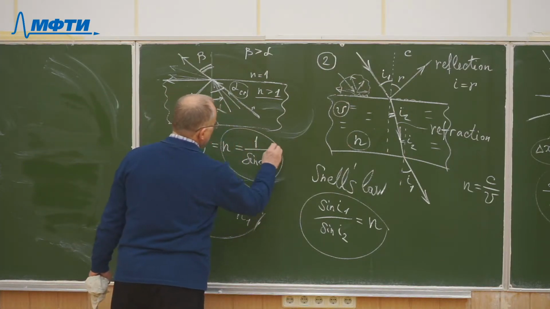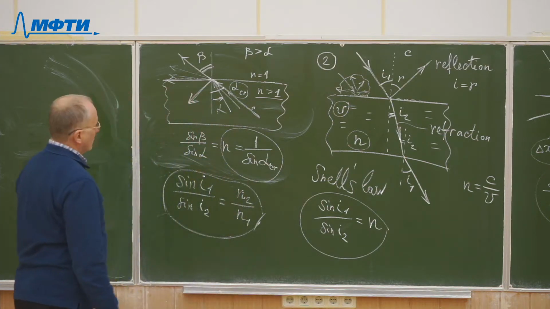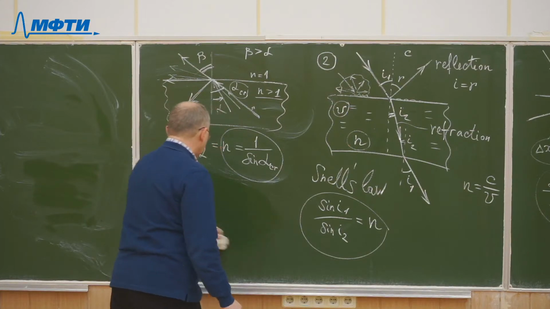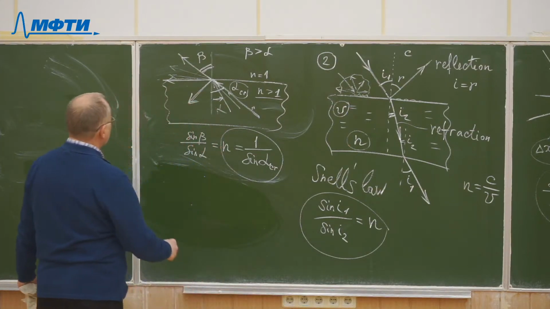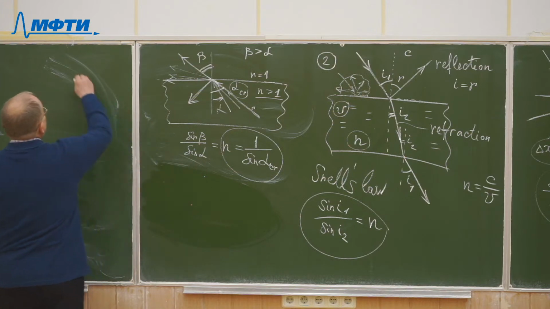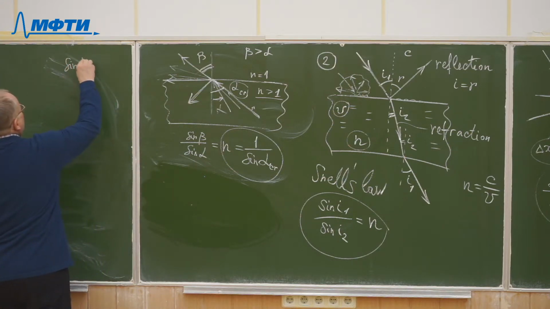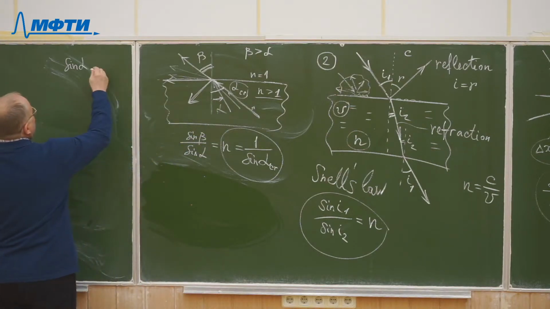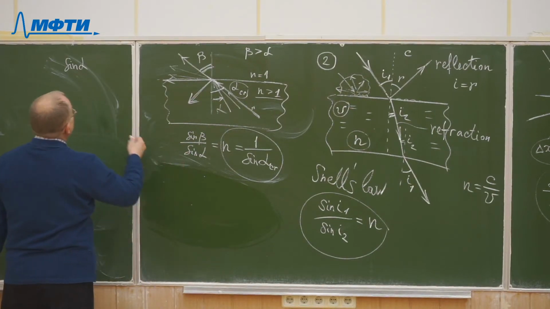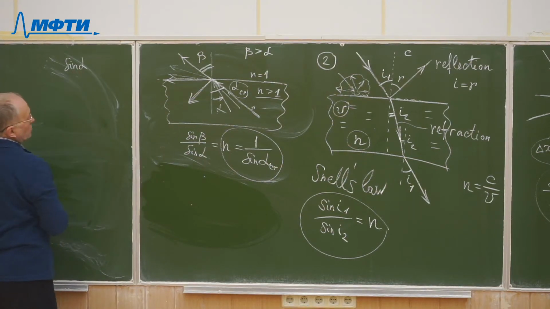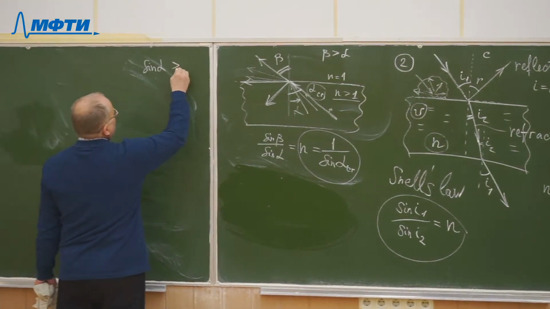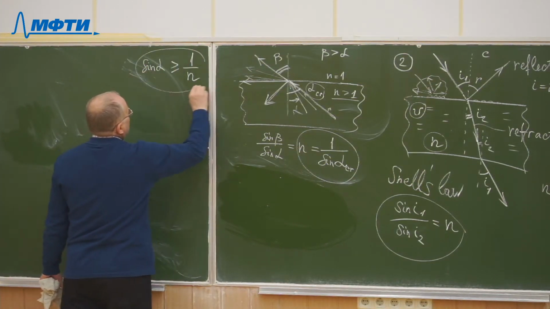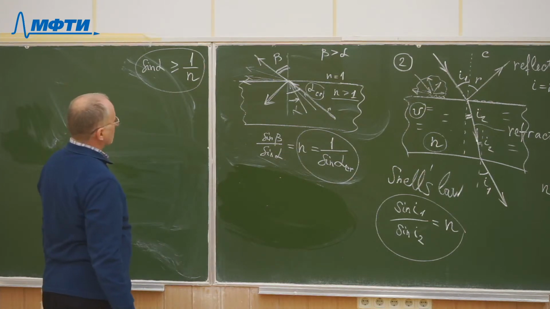So this is the condition for internal reflection, for the critical angle. And we may say that if alpha is larger than critical alpha, then sine alpha is also larger than sine of critical alpha. So it must be larger or equal to 1 over n for the total internal reflection to be observed.